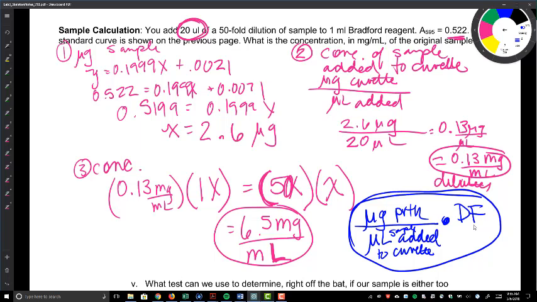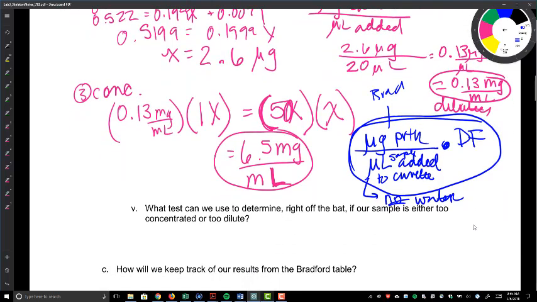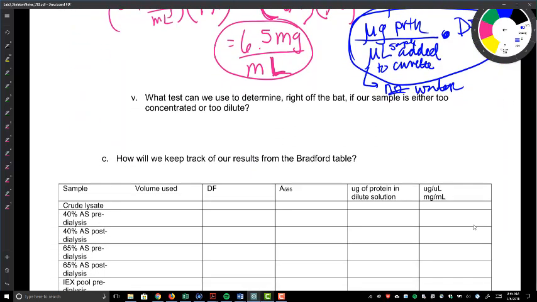So that's the micrograms of protein that you calculate from the Bradford. That's the microliters of sample that you added to the cuvette, so you're not including the water there. And then finally, if you have a dilution factor, you would multiply by the dilution factor to calculate back to what the original sample concentration is.